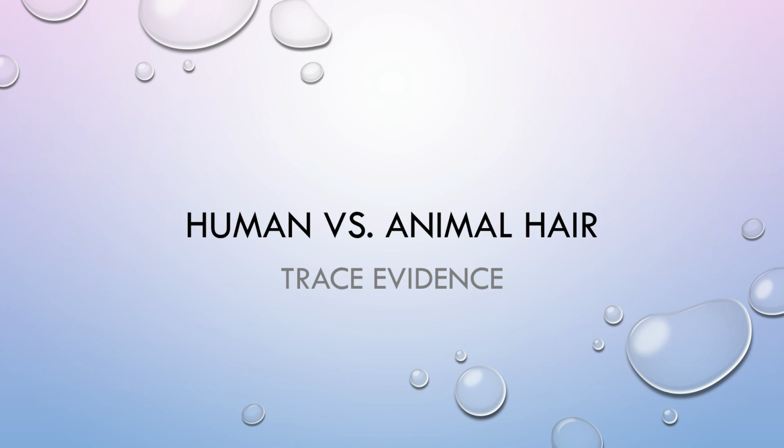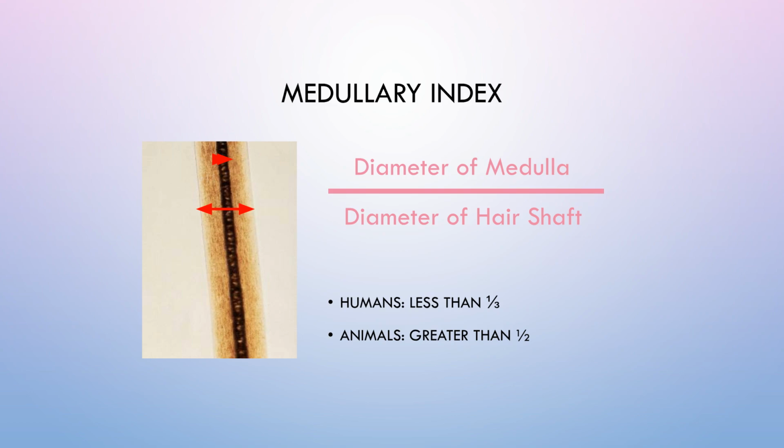Welcome to this video on distinguishing between human and animal hair as trace evidence. A key factor in distinguishing hair is the medullary index. This is the ratio of the diameter of the medulla to the diameter of the hair shaft. For humans, this ratio is generally less than 1/3, while for animals, it is greater than 1/2.